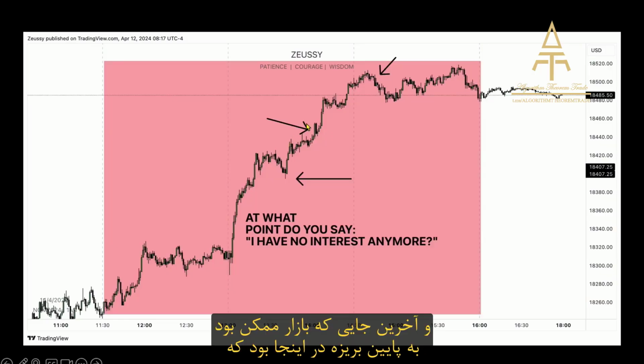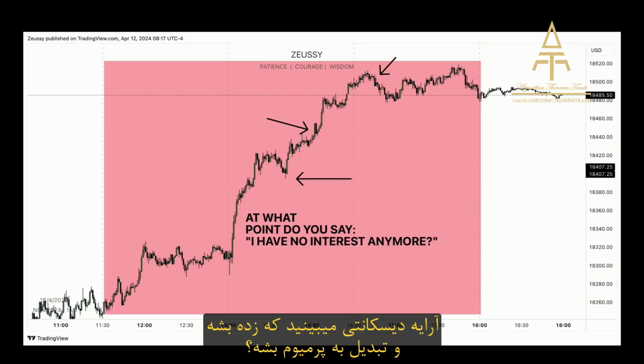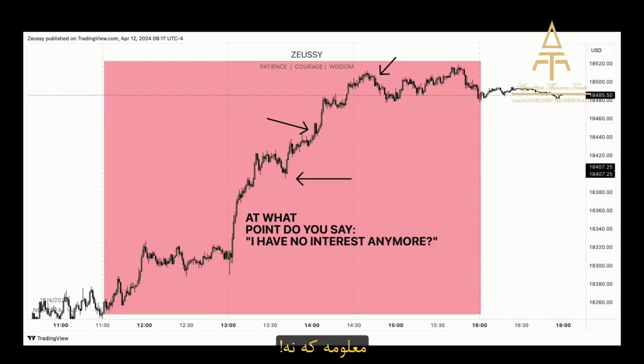Then the final moment that this realization could have come was all the way up here after we've taken out the previous cycle's high, and we see this rather lethargic movement lower, where it's very slow, very choppy, and there's literally no model present at all. Why not? Is there any displacement that it forms? Is there any clear discount array that gets violated and followed by the creation of a premium array? The answer to that question is no.